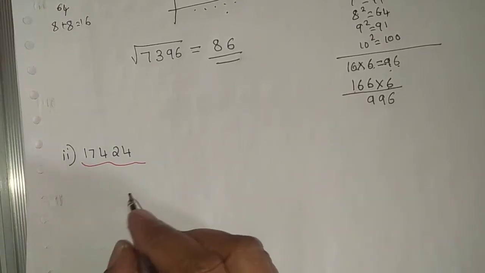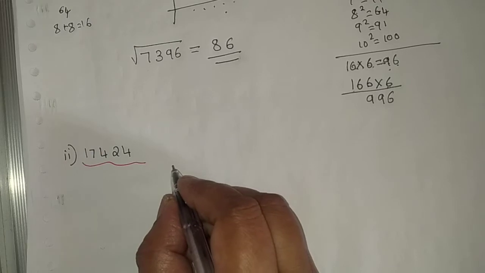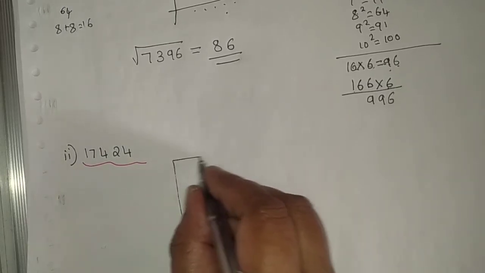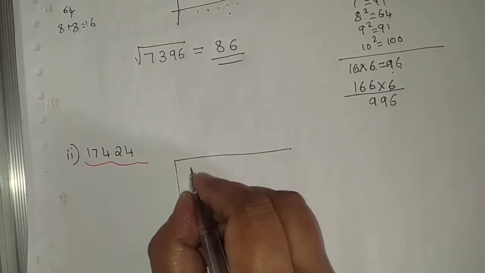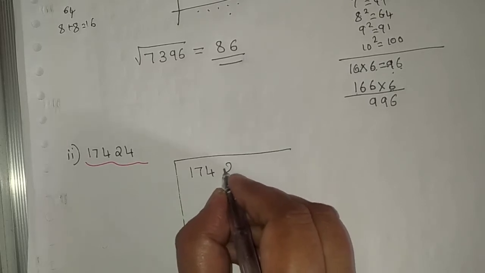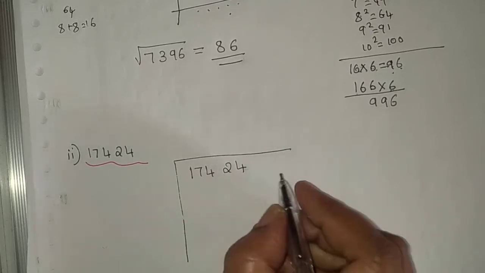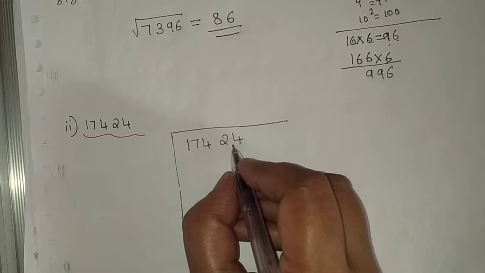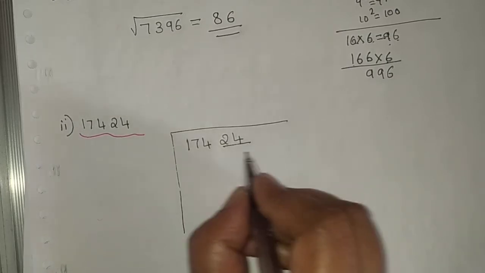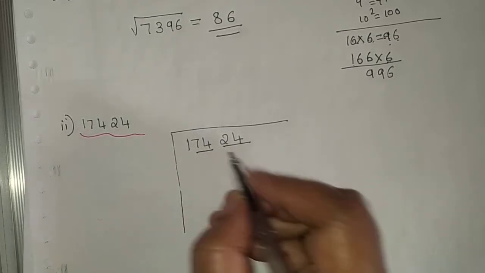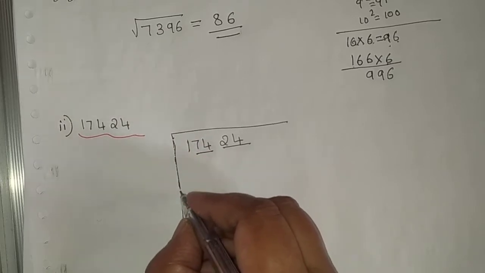Here we are taking 5 numbers. The first step, we will take this number, that is 17424. What is the first step? I told you all, first we have to pair the numbers. So we pair these two numbers, these two, and one is left as it is. So let it remain as it is.